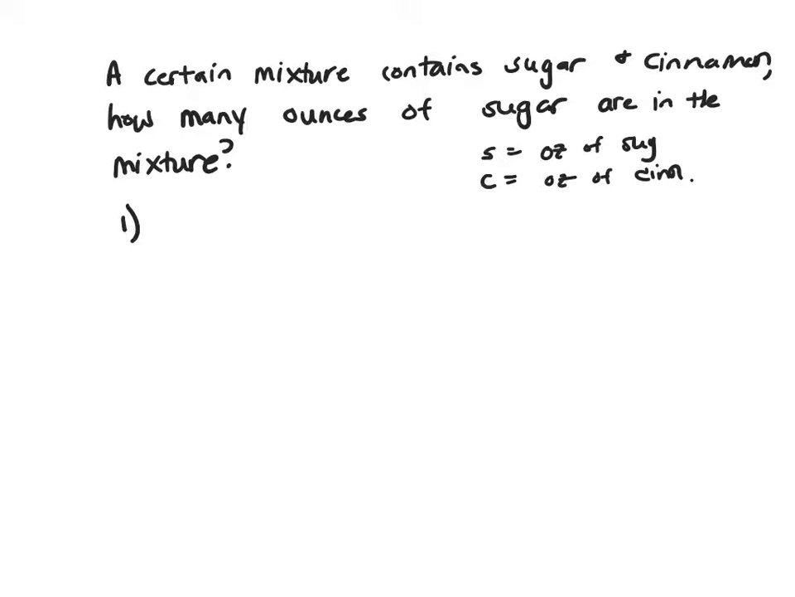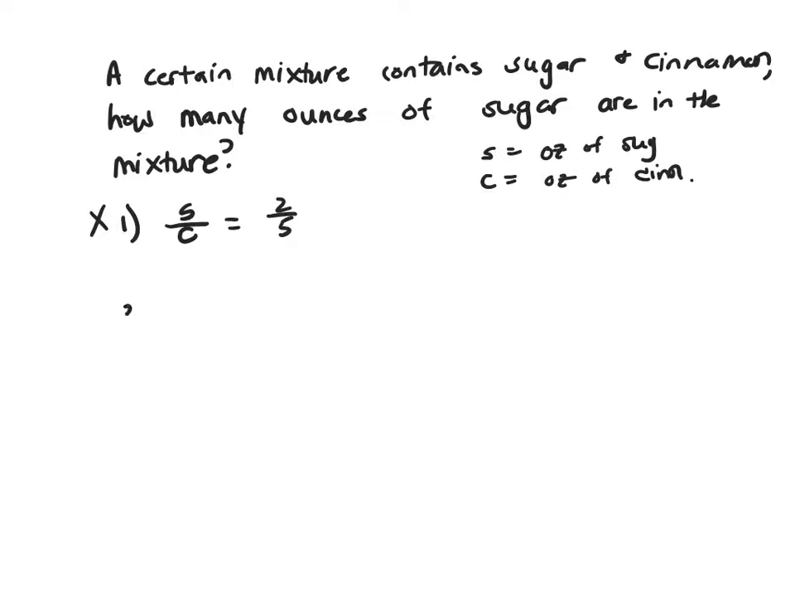The ratio of the number of ounces. Now, ratio to me means fraction. So the ratio of the number of ounces of sugar to cinnamon is equal to 2 to 5. Well, that doesn't help me find the ounces of sugar because I've got one equation with two variables. So, clue 1 does not work by itself.